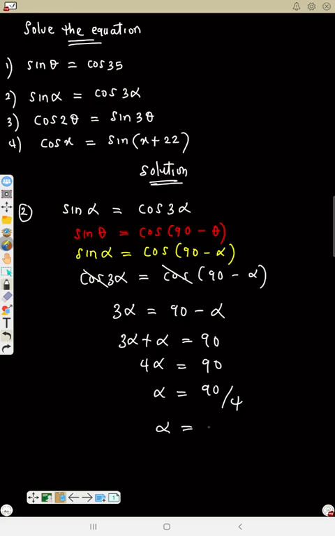So alpha is, 4 in 9 goes 2 times, remainder 1, then 4 in 10 is 2 again, point 5. So alpha is 22.5. If you divide with your calculator, you get 22.5. So let's do the third one. Number 3.